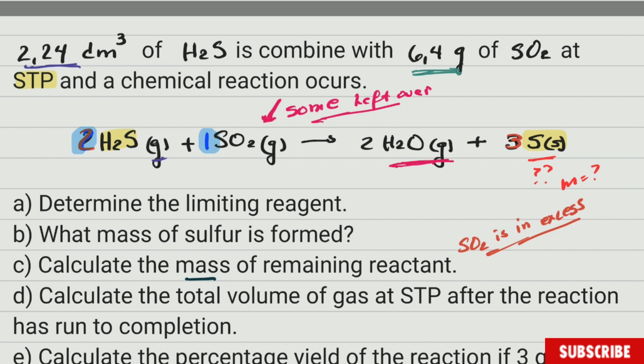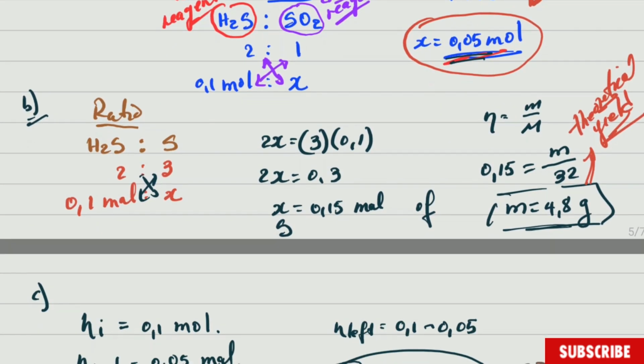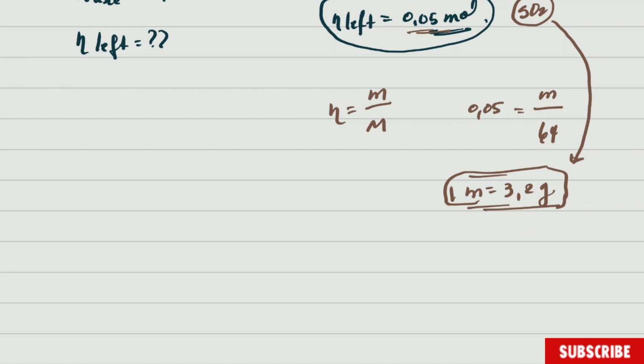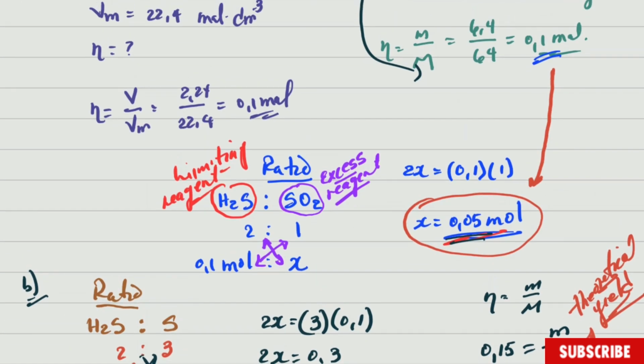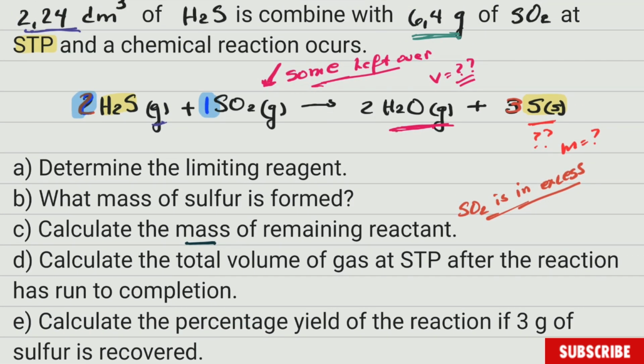So the total gas will be the one that is produced plus the one that is leftovers from here. So guys, the first thing we're going to do is to calculate the volume of water at STP. That is the first thing we are going to do in this question. So let's go here to question D. All right, once more it's the same process. Step 1, ratio. We are going to use the ratio of the limiting reagent and the water. So in this case we're using the ratio between H2S and the water.